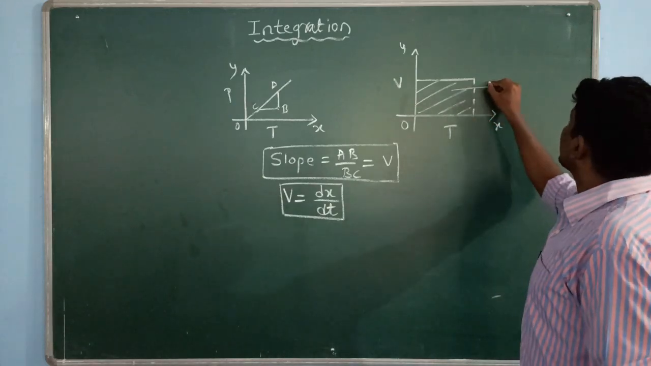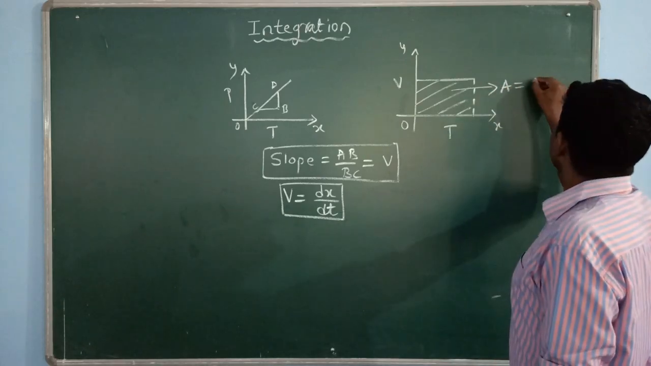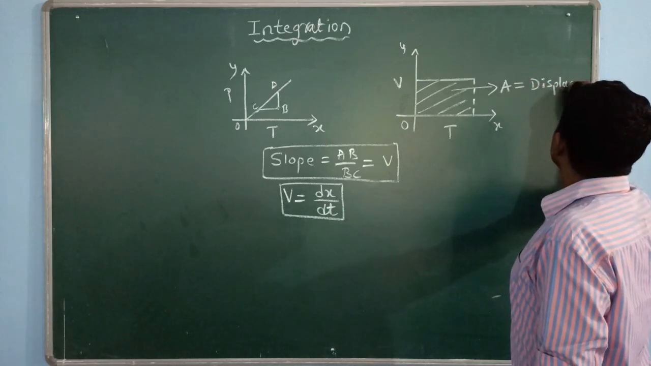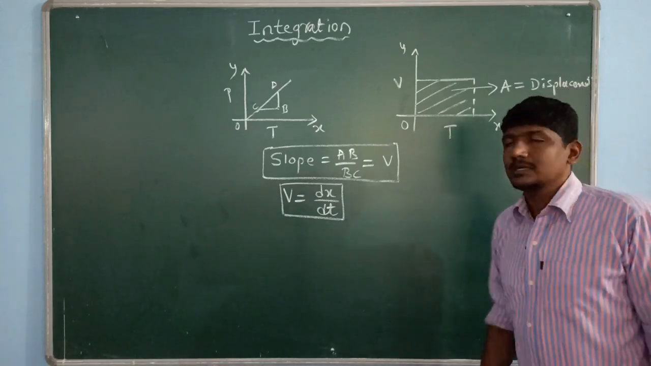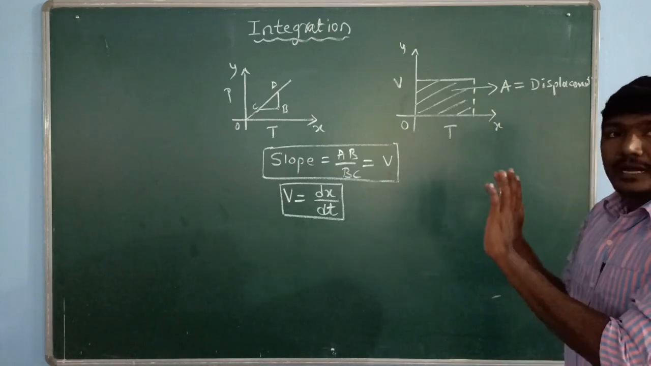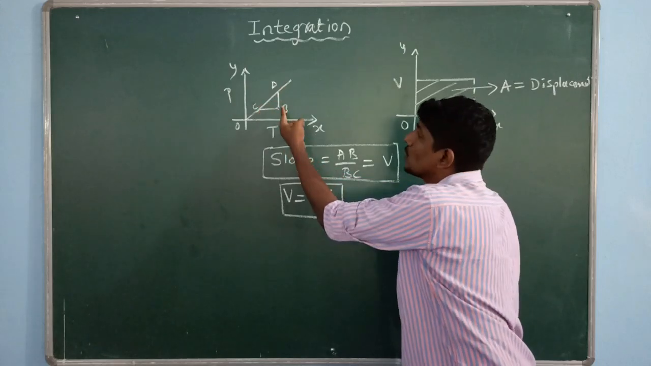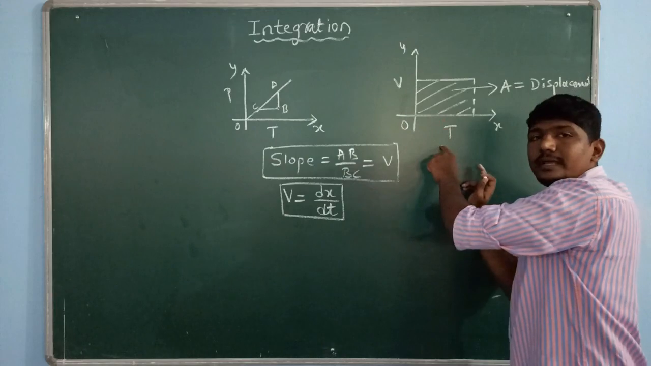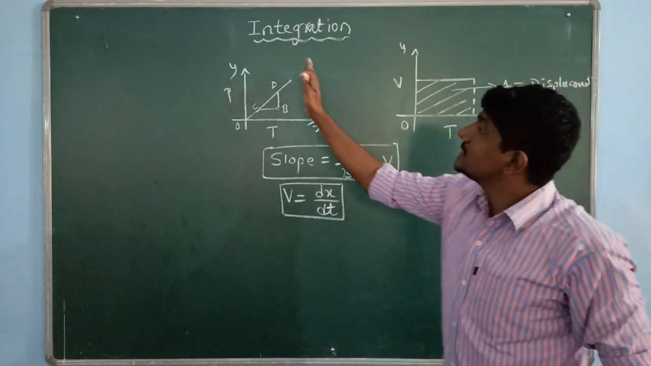Now the area of this rectangle A is equal to what? Displacement. Now try to look at the process here. Here we have a PT graph. Its slope gives velocity. Next we have a VT graph. Its area gives displacement. Therefore, this is the graphical method.